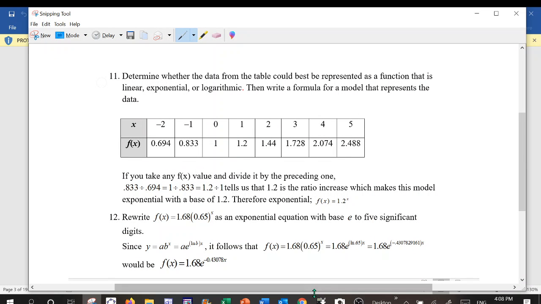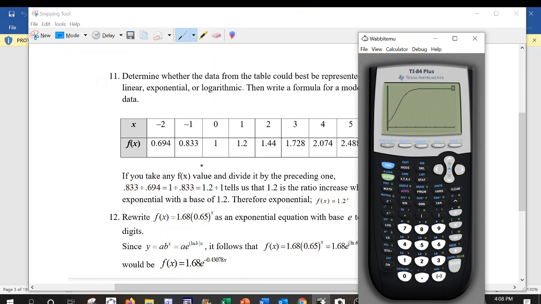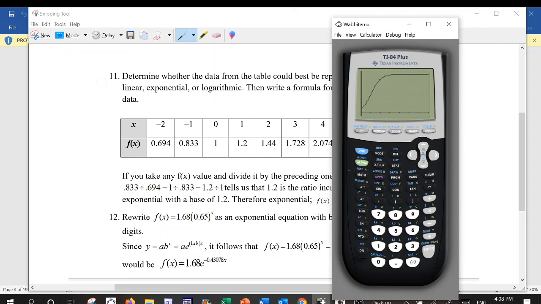Now we talked about this already. We said that if you take these numbers and if it's linear, then the differences would be the same. If it's exponential, then if you divide, you get the same number. And that would be what it is multiplied by to get the next number. So let's do that. So I'm going to take 0.833 and divide it by 0.694. I get 1.2 something. Then I take 1 and divide it by the previous one, 0.833. And that's almost the same number, right? Approximately 1.2. And then 1.2 divided by 1 is 1.2.